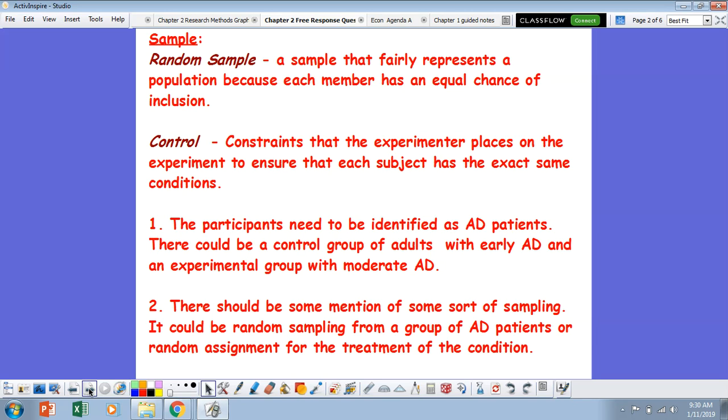And for the first part here, the participants need to be identified as an Alzheimer's patient. And there could be a control group of adults with early Alzheimer's symptoms and an experimental group with moderate symptoms. Number two, there should be some mention of some sort of sampling. It could be a random sampling from a group of Alzheimer's patients or random sample for the treatment of the conditions.